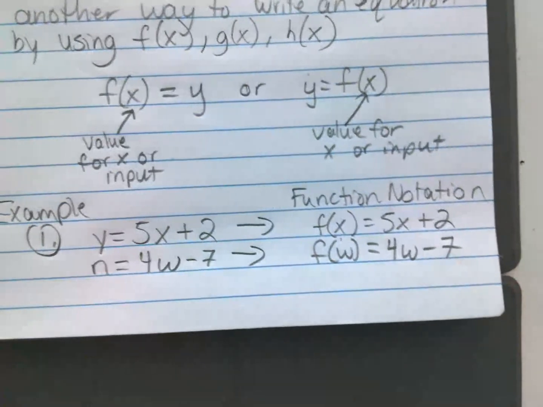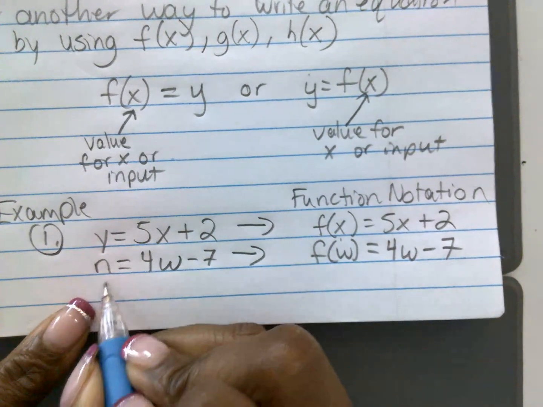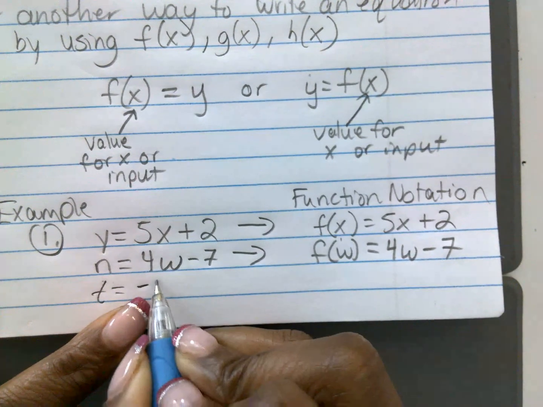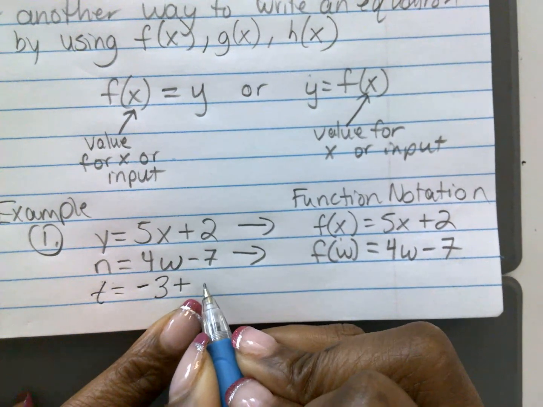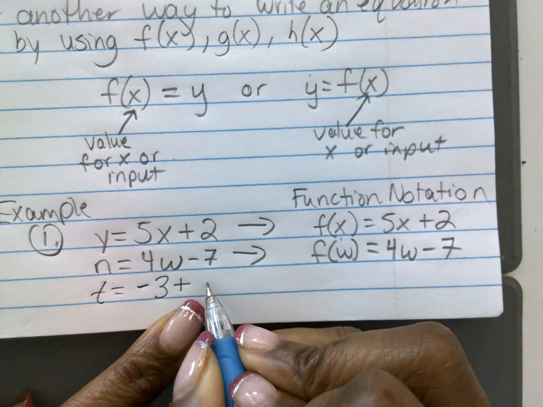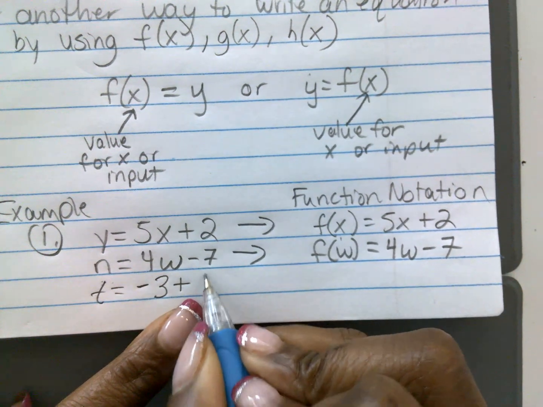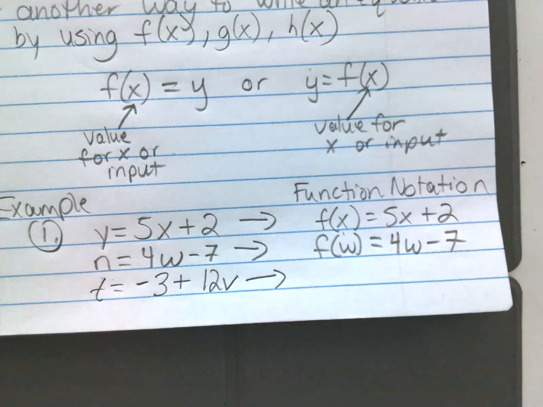Let's do one more. Please stop, baby. Don't say anything. Then use the next page, baby. Write that in function notation. Yes, I don't think we should use T.